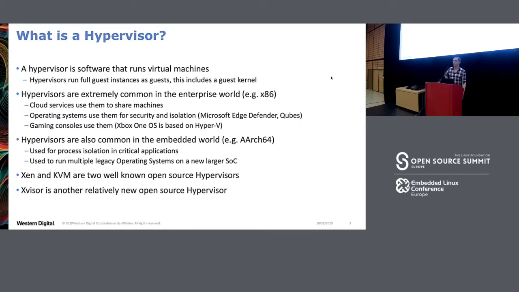Operating systems use them. In the Microsoft world, they have Edge Defender, which they use to protect browsers. And Qubes is the famous open source one that's based on Xen. It allows you to partition applications and protect against different types of attacks. They're also used in consumer products, so the Xbox One is based on a hypervisor and uses that to handle game switching and things. They're big in the enterprise and the big x86 world, but they're also big in embedded. They're used for process isolation in security critical applications, and they're also used to run multiple legacy OSs.